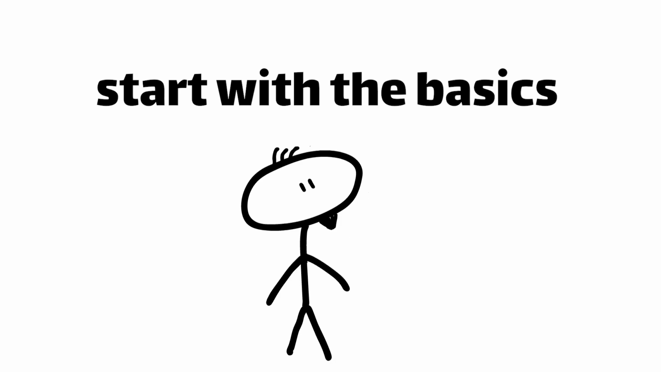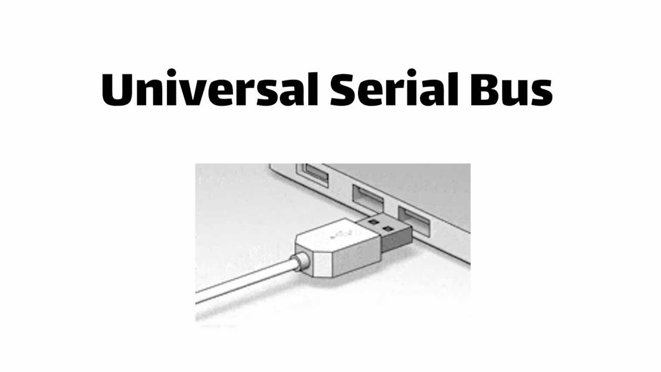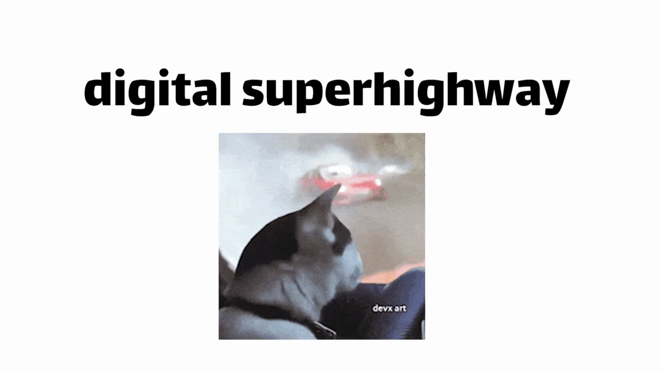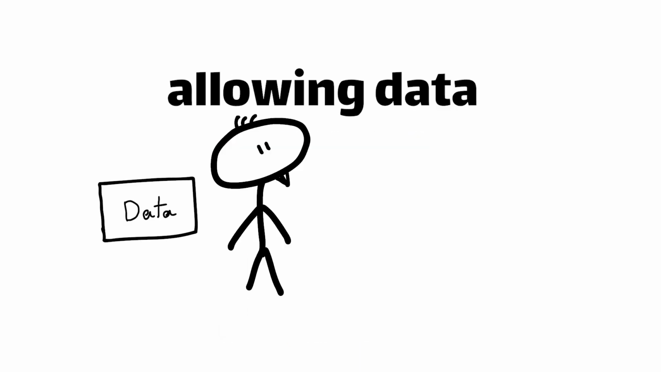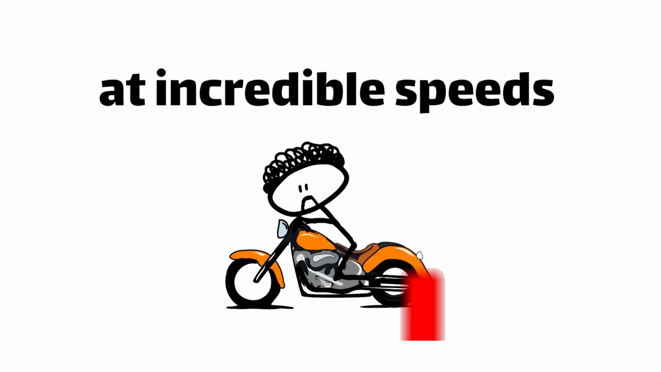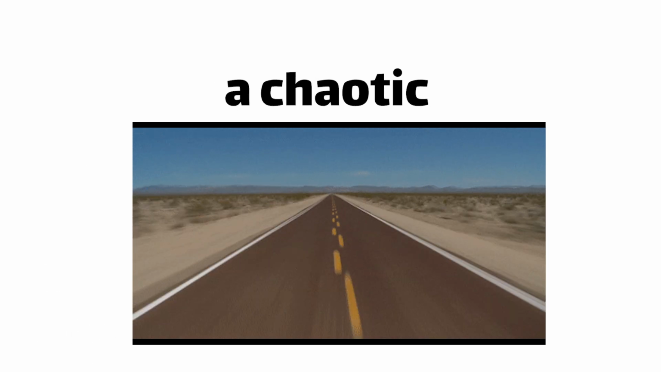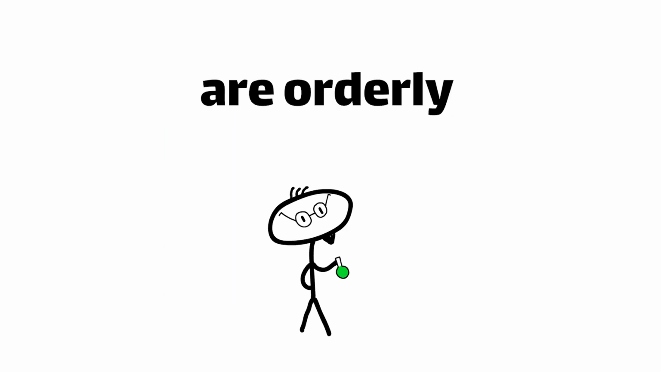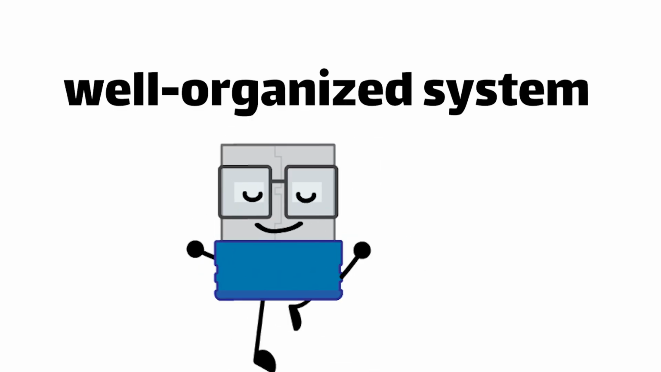Starting with the basics, the USB, or Universal Serial Bus, is kind of like a digital superhighway, allowing data to zoom from one device to another at incredible speeds. But unlike regular roads, which are chaotic messes of lane changes, road rages, and people leaving their turn signals on till the cows come home if they use their turn signals at all! Sorry about that. Unlike them, USBs are orderly, well-organized systems.